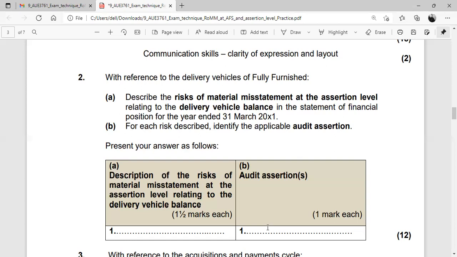I just wanted to have clarity in terms of liabilities. They also fall under finance and investment, not the acquisition and payment cycle? No, they fall under the finance and investment cycle.